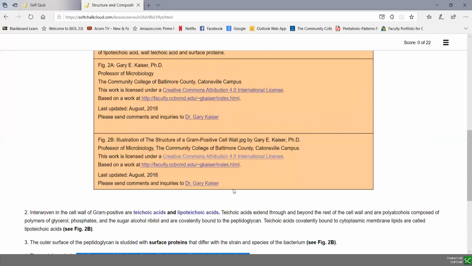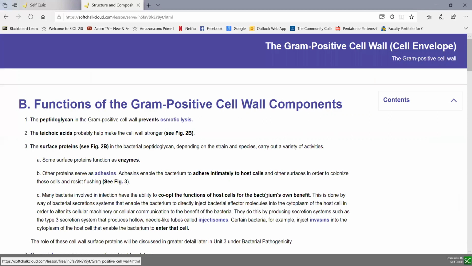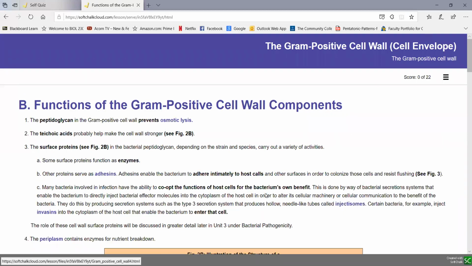Now let's take a look at what these various components do for the bacterium. So the functions of the gram-positive cell wall components. Well, we learned in a previous SoftChalk lesson what peptidoglycan does. It prevents osmotic lysis, prevents bacteria from bursting when they live in their normal hypotonic environment. The teichoic acids and lipoteichoic acids probably add to cell wall strength.